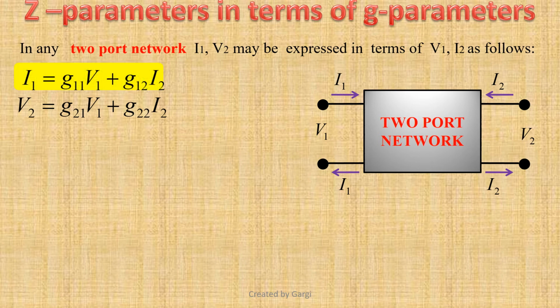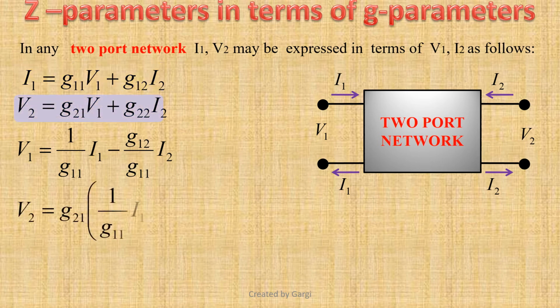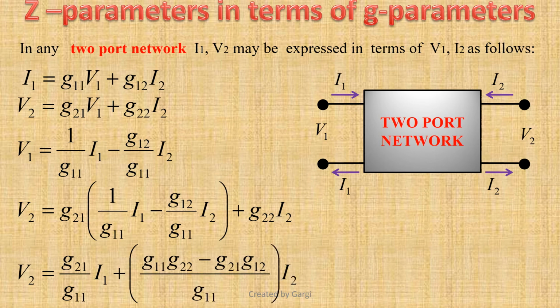Now rearranging equation number 1, we get V1 equals 1 upon G11 times I1 minus G12 by G11 times I2. Using this expression in equation number 2, we get V2 equals G21 times 1 upon G11 times I1 minus G12 by G11 times I2 plus G22 times I2. Now rearranging this equation, we get V2 equals G21 by G11 times I1 plus G11 G22 minus G21 G12 divided by G11 times I2.